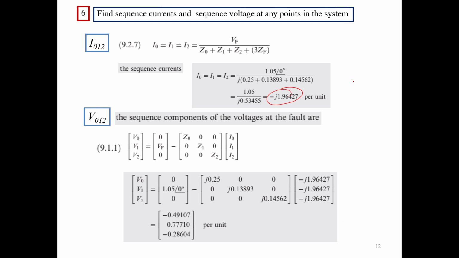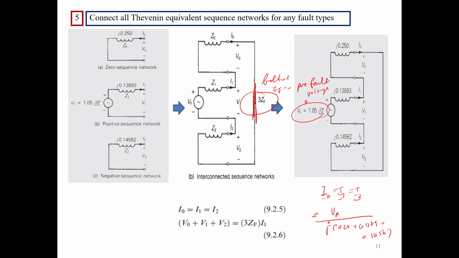You can use this equation, but if you can't remember, if you have limited memory, you can see directly from the figure. Since you have the I0 flowing in this direction, it creates a voltage drop across this element of I0 times j0.25, which is opposite in sign to V0. So your V0 will be negative of your I0 times j0.25.